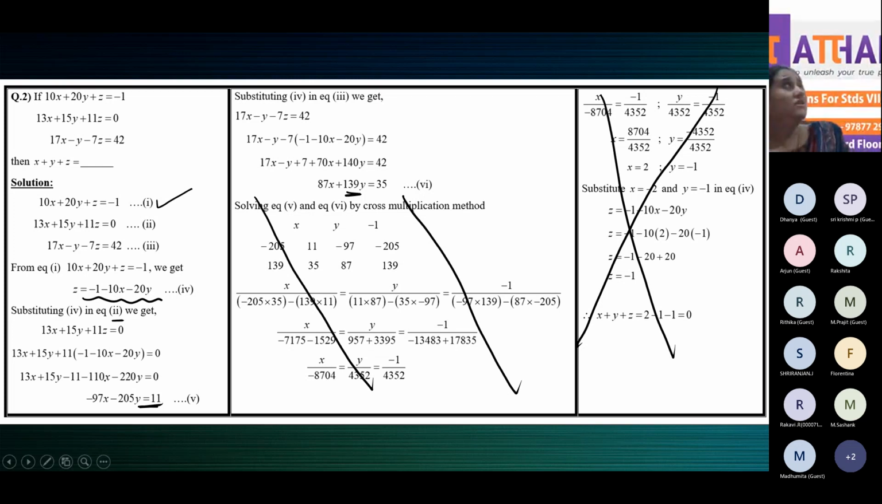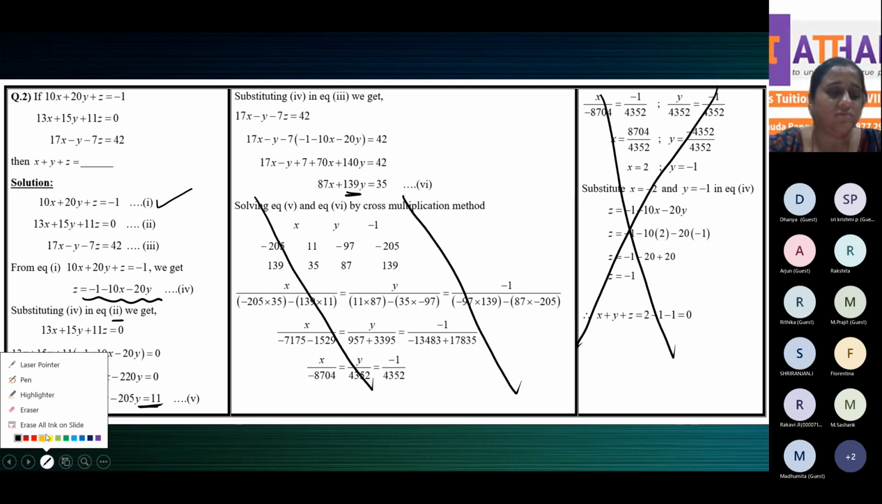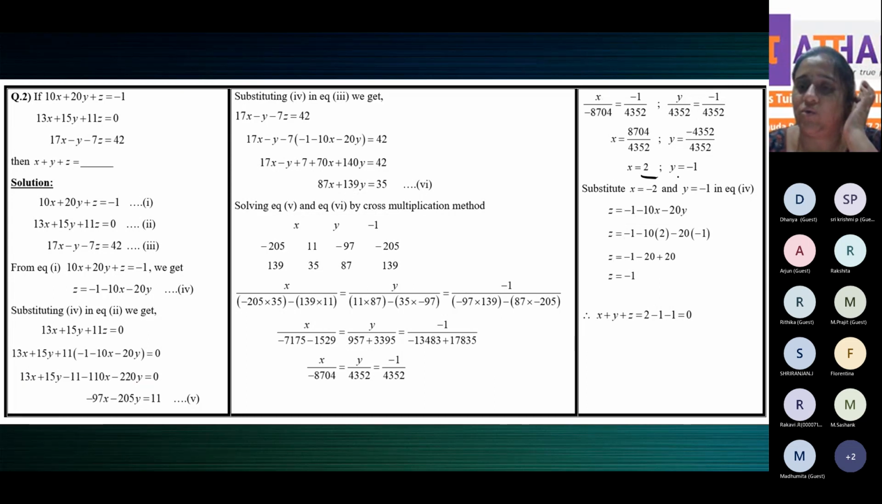All right, children, I think I'll just leave this as homework. You know the method, so please complete this. You can see the answer here. You can take a screenshot of this one also. The values of X, Y, and Z are 2, -1 and -1. So x plus y plus z is 0. We have to find the value of x plus y plus z, so after finding x, y, and z, you should find the value of x plus y plus z. It's 0.